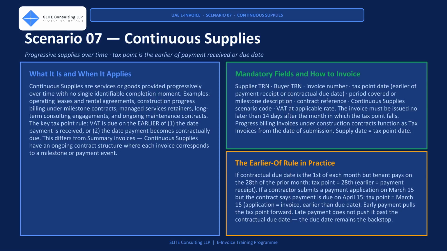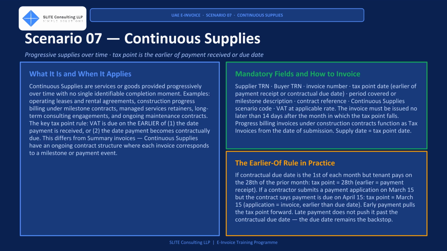Scenario 7 is continuous supplies, services or goods provided progressively over time with no single identifiable completion moment. Operating leases, rental agreements, construction progress billing under milestone contracts, managed services retainers, long-term consulting engagements, and ongoing maintenance contracts. The key rule, and you need to memorize this, is the tax point.